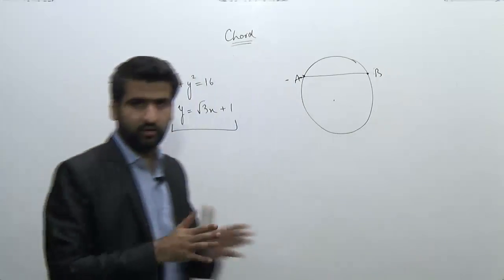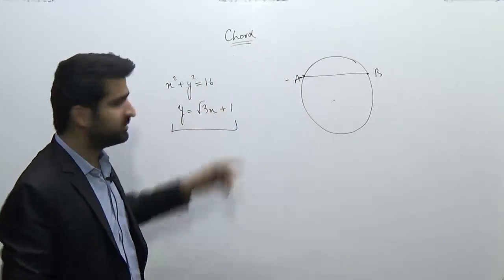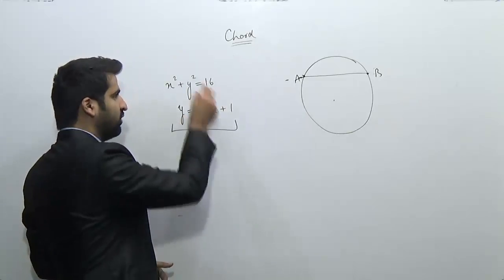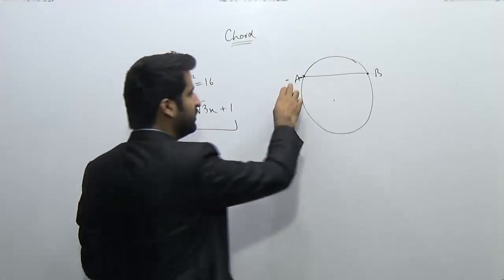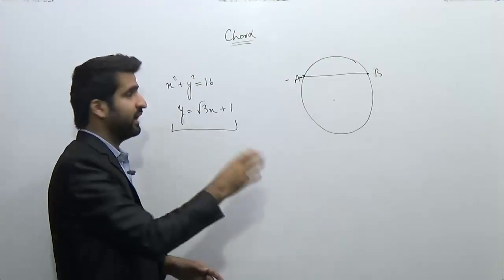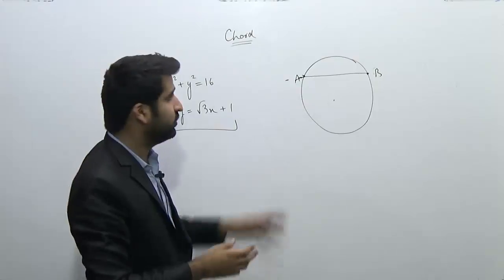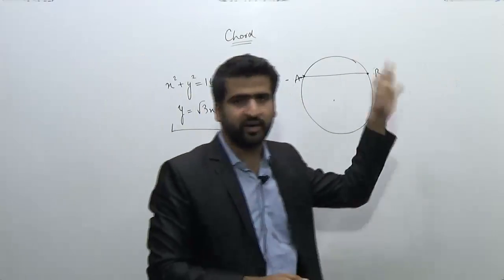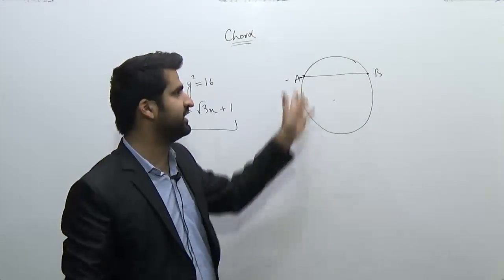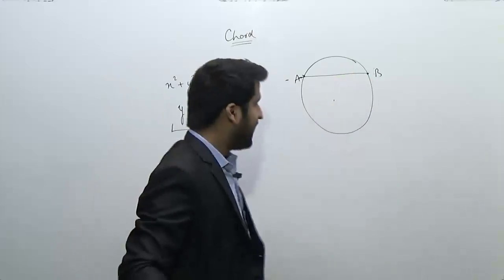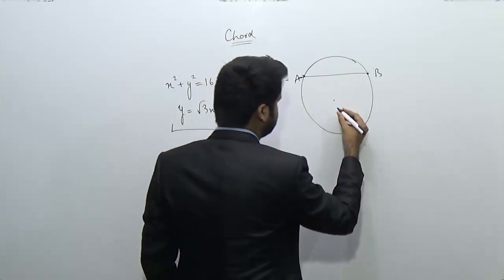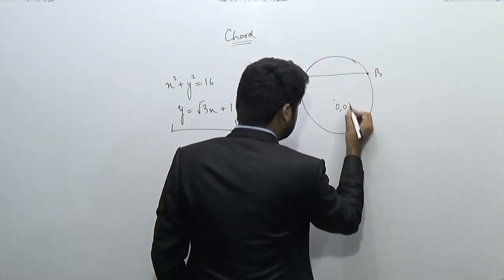First, the lengthy way of doing this is, if I substitute the value of y over here, I can easily get the value of x and y. What I mean is that if you solve these two equations, you will get the x coordinate and the y coordinates of A and B, and if you apply the distance formula, you can easily calculate the value of AB. The other way, or the simpler way, is that I know the center of the circle.